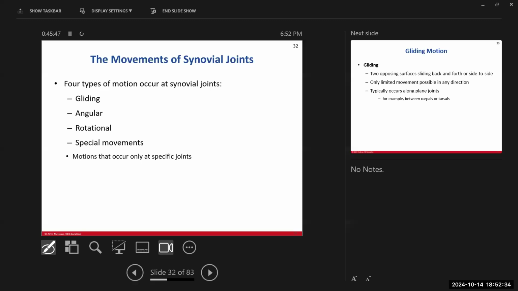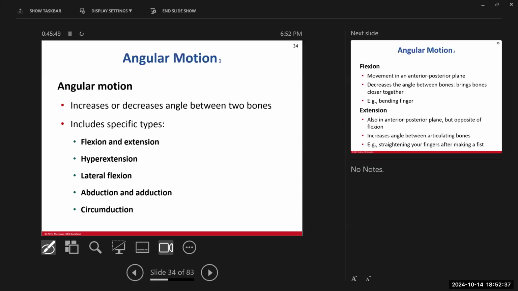We talked about gliding, so I'm going to skip past that and get into the angular here. This is the part that might interest some of you, because we're going to learn certain terms like flexion, extension, lateral flexion, abduction, adduction, that you may have heard, especially if you work in an orthopedist's doctor's office. The definition of angular motion is when motion occurs, it either increases or decreases the angle between the two bones that make up that joint.